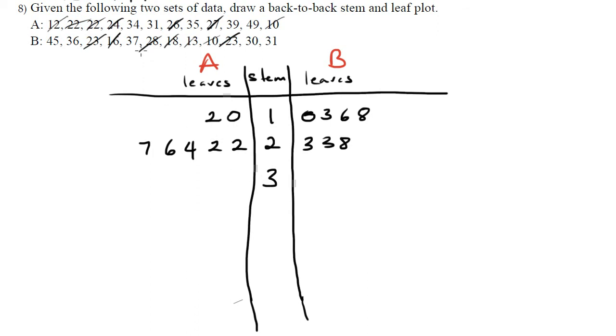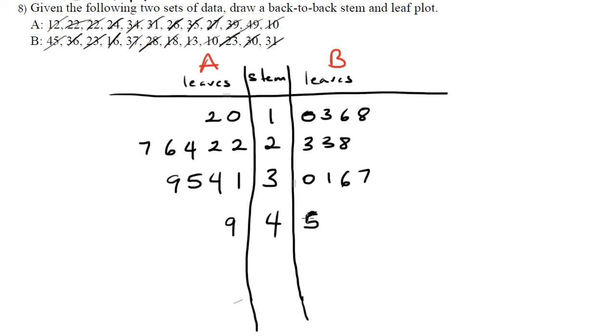For the 30s, for set A, I have 1, 4, 5, 9: 31, 34, 35, 39. For set B, I have 30, 31, 36, 37. For the 40s, I have 49 for set A, sorry. And for set B, I have 45.